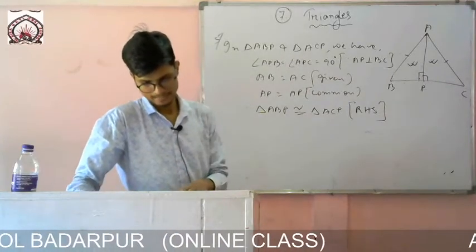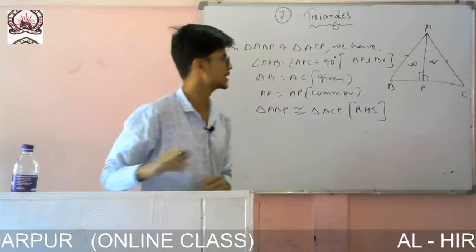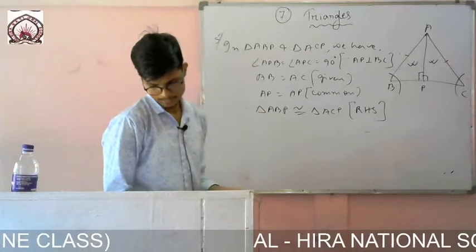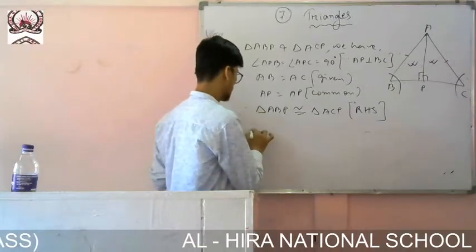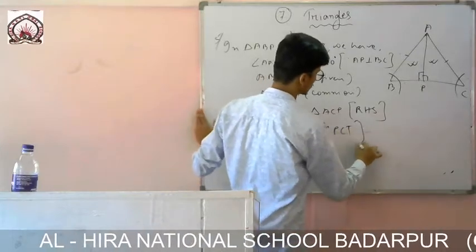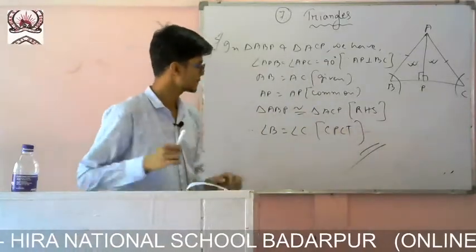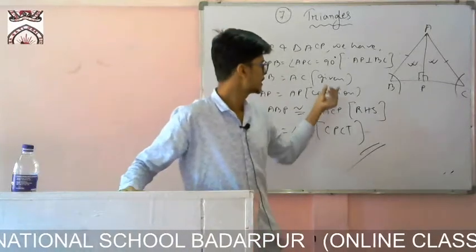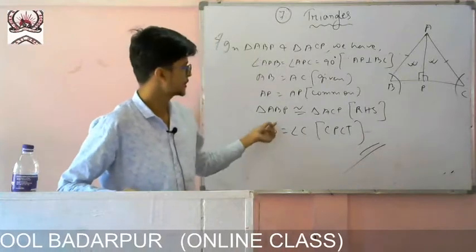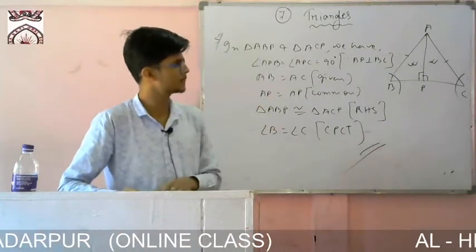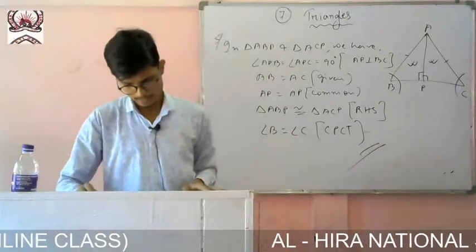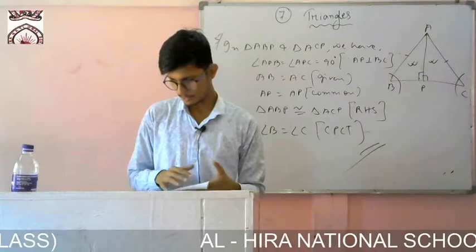So now since these two triangles are equal, I can say that angle B is equal to angle C. In the question you have to prove this one, so therefore angle B is equal to angle C, and reason will be CPCT. Finished. What I have shown, I have just proved that these two triangles are congruent, and if these two triangles are congruent, then I can write angle B will be equal to angle C, because corresponding parts of congruent triangles are equal. Okay, so this is the end of this exercise.